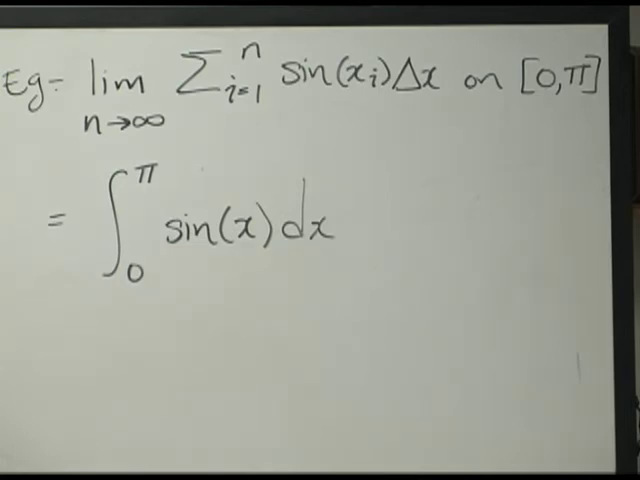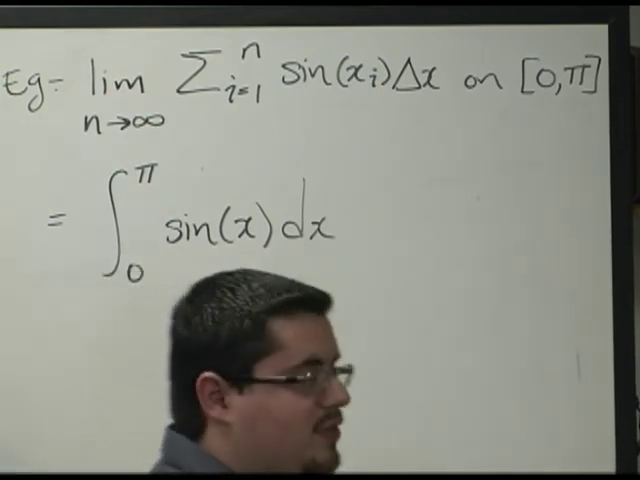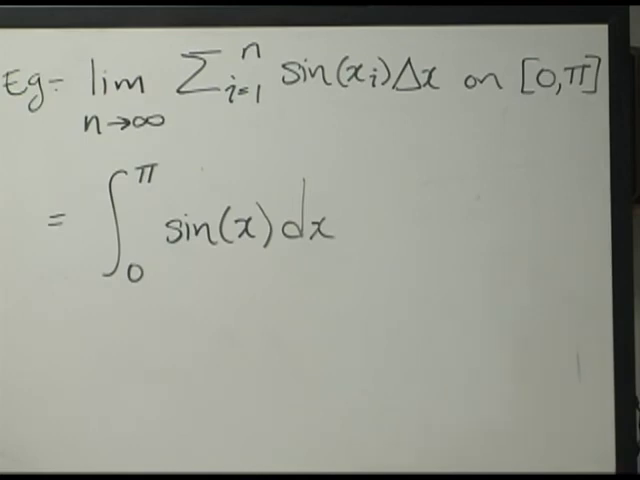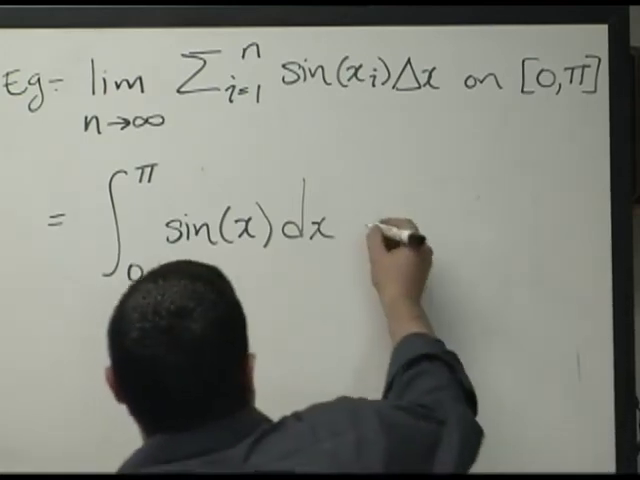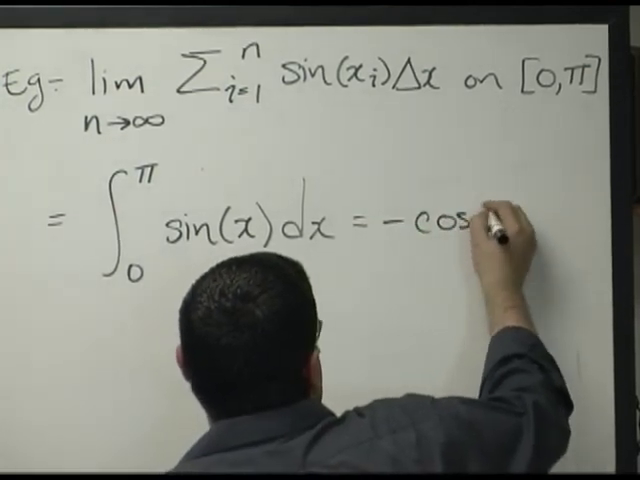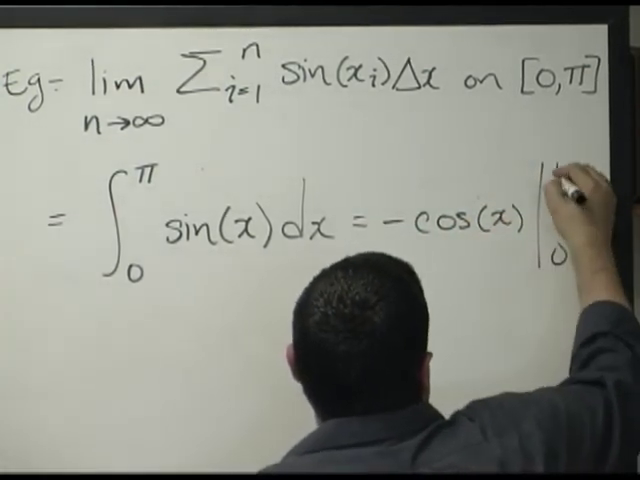Okay. Okay, what is the integral of sine of x, or the antiderivative of sine of x? Negative cosine of x. So here you're looking at negative cosine of x evaluated from 0 to pi.